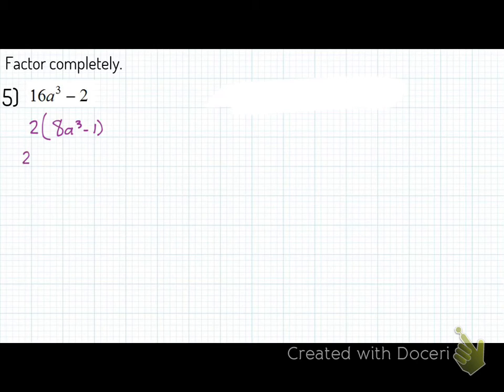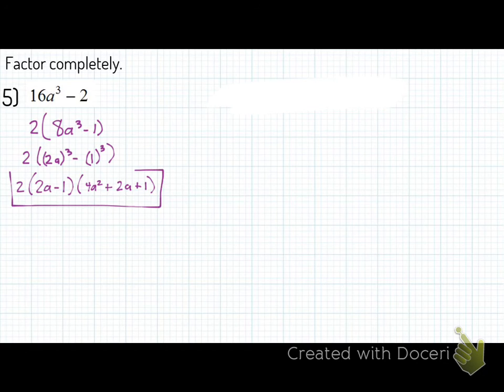This is what you should have done. You should always bring the 2 down. I know that this is like saying 2a raised to the third power minus 1 raised to the third power. I recognize that this is the second pattern, so I'm going to have 2a minus 1 times first term squared, which is 4a squared. And then we have a plus sign, because we started with a minus here. You see that? Then first term times the second is just 2a, and last term squared is positive 1. And then that's it. We can't do anything else. You have to include all of that.